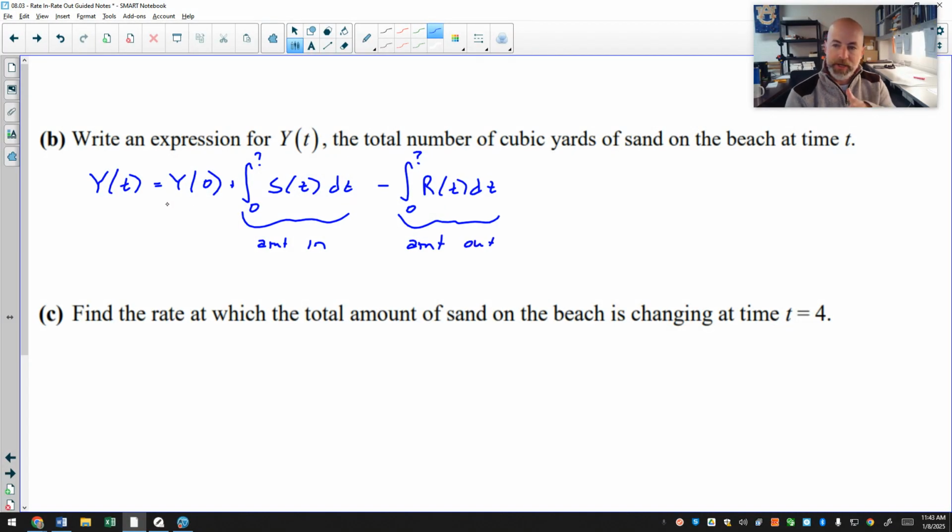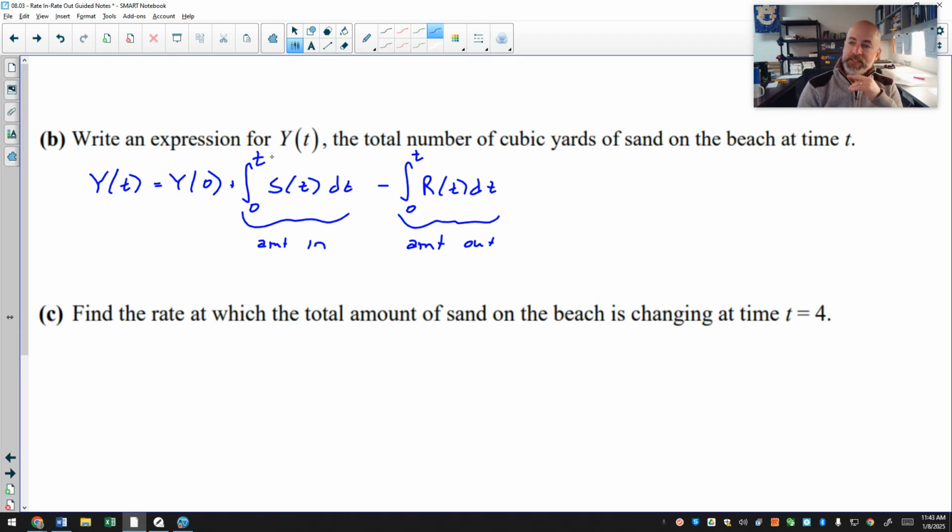So I have my initial amount plus what went in minus what went out, but obviously cannot leave answers with question marks like that. So I want the amount of sand at any point in time t, which means this upper limit needs to be some unknown value of t. Now, I will say typically they don't ask you for the generic function like this in terms of t. They usually will say find the total number of cubic yards on the beach at time t equals 4. They'll give you a specific time, in which case you would do 0 to 4 for both of these integrals. However, they did want an expression.